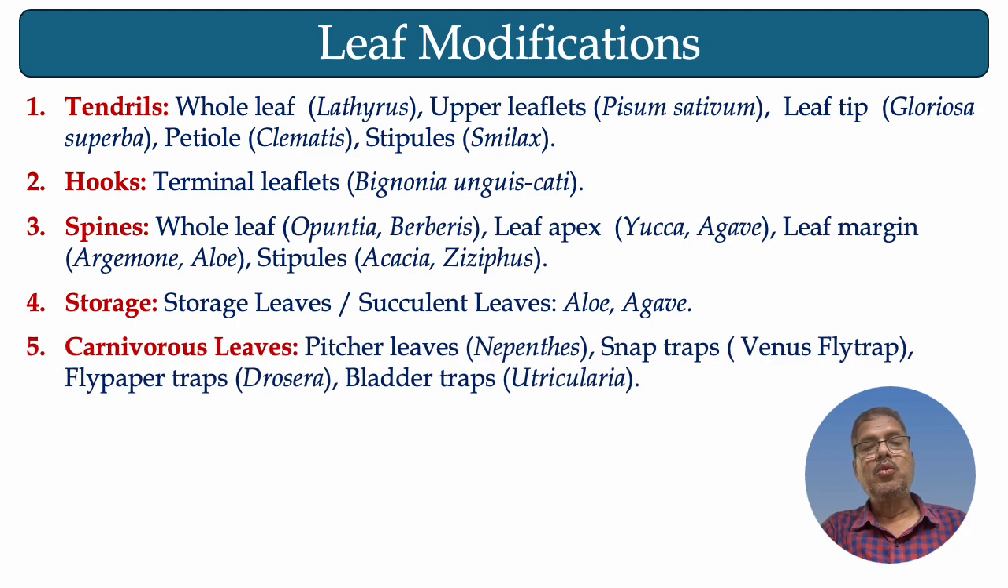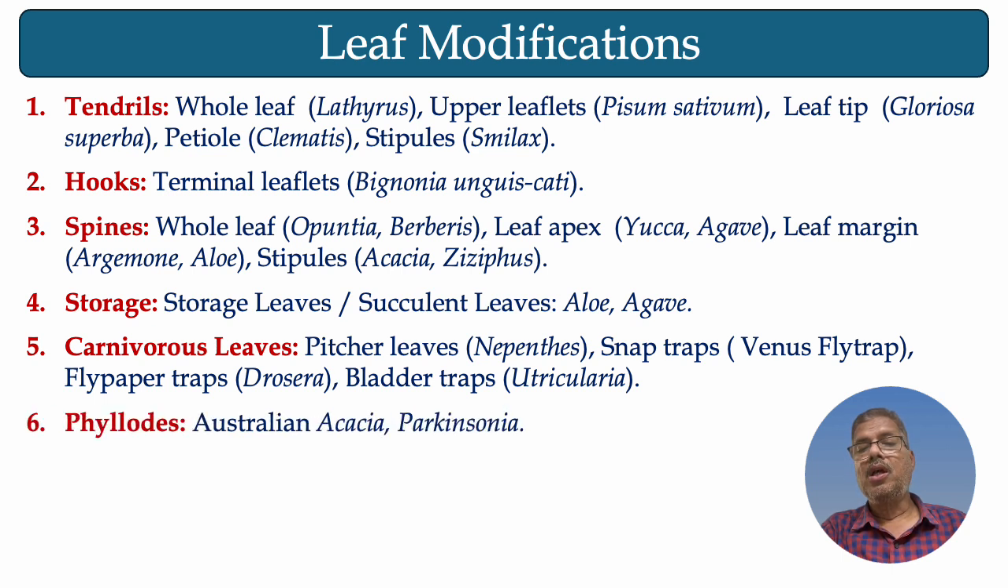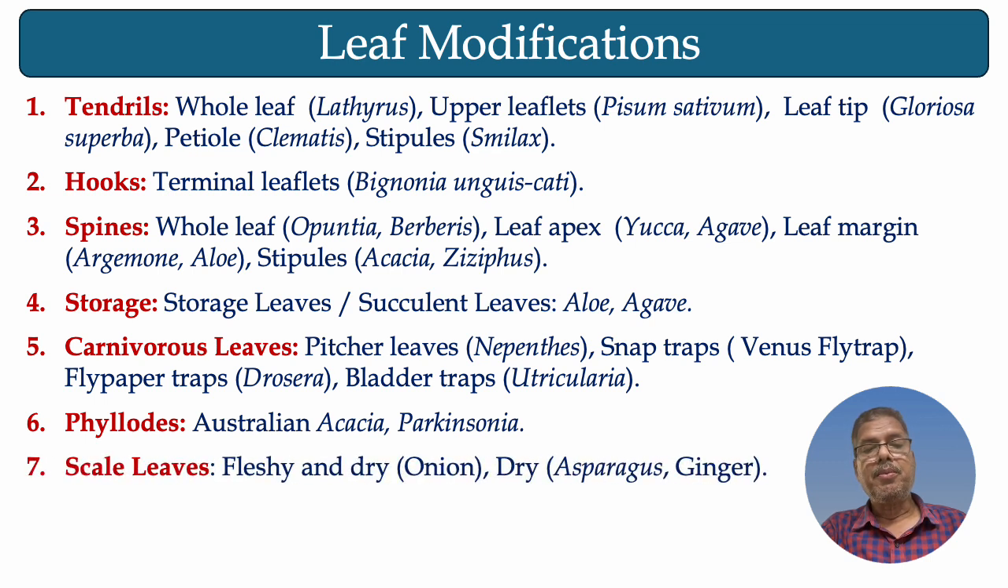For storage, the storage leaves are the succulent leaves. These leaves become thick and fleshy to store water, mucilage, or food, particularly common in xerophytic plants. The examples are aloe vera, agave, etc. For nutrient acquisition, the insect-catching leaves are the traps found in carnivorous plants. These leaves are modified to trap and digest insects to obtain nutrients. These include the pitcher leaves, snap traps, fly traps, and bladder traps.